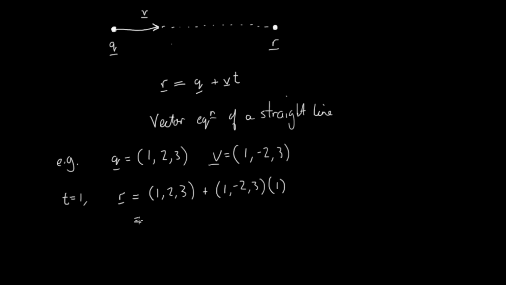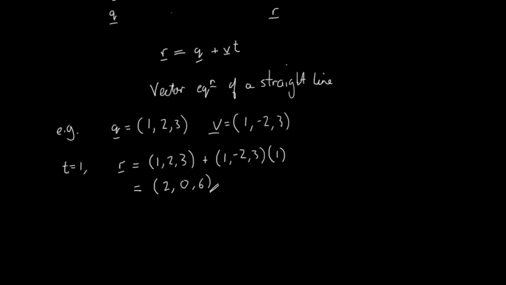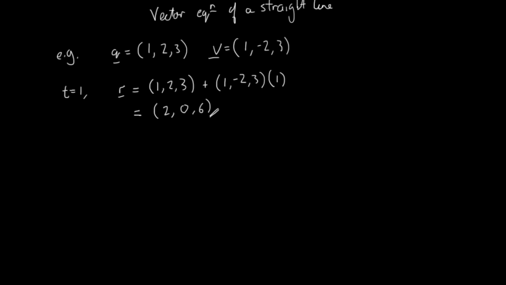So if we just add these two vectors, 1, 2, 3, add 1, minus 2 and 3. So 1 add 1 is 2, 2 minus 2 is 0, and 3 add 3 is 6. So the position of our particle R after 1 second is going to be at 2, 0 and 6. Okay, what's it going to be after 5 seconds?